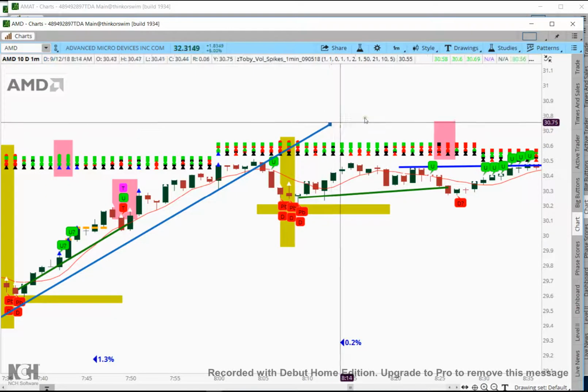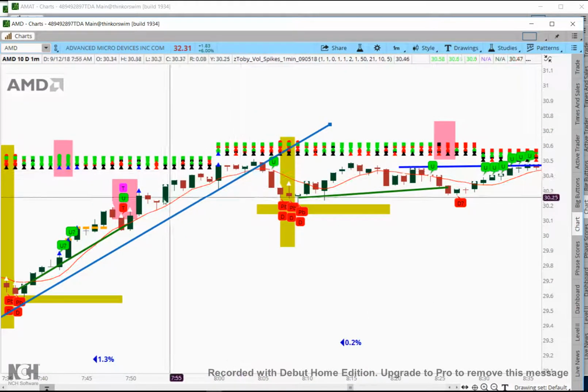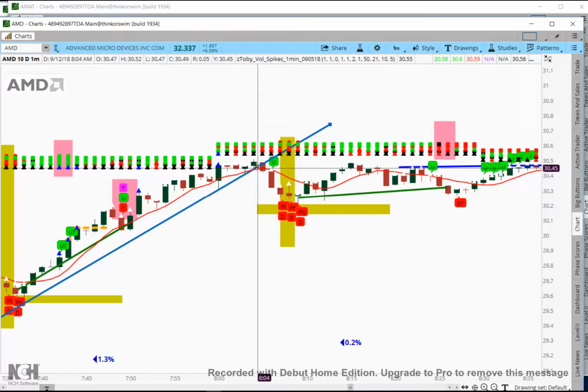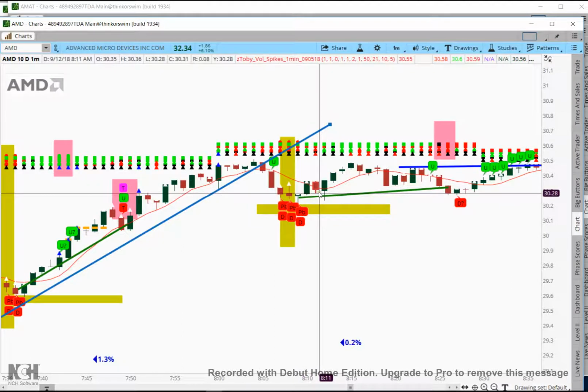You know, something like that. You can see the blue trend line. And so here's the uptrend going up. It hit here. And now we're sort of on a mini downtrend.